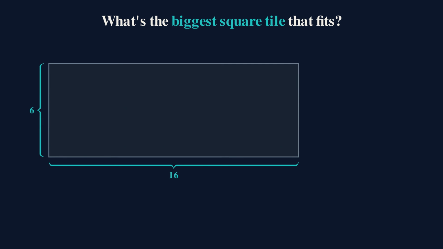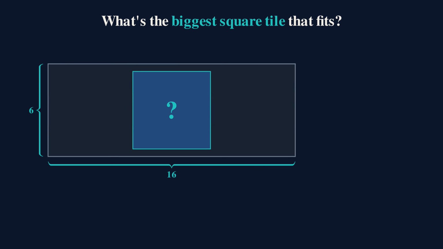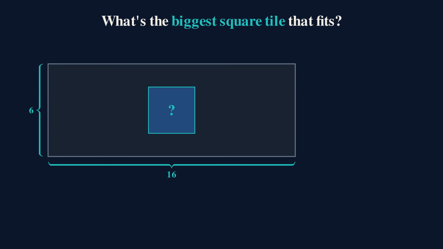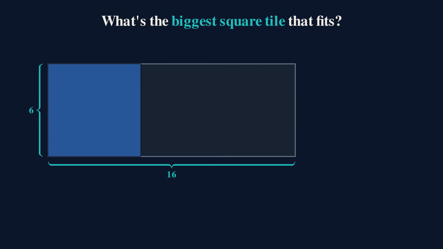Alright, let's actually figure this out. So, how big can a square actually get in here? Well, the short side here is only 6. A square can't be any wider than that, so the biggest tile is 6 by 6.